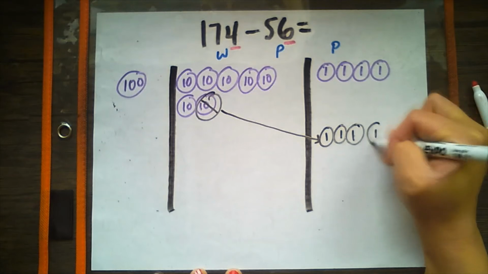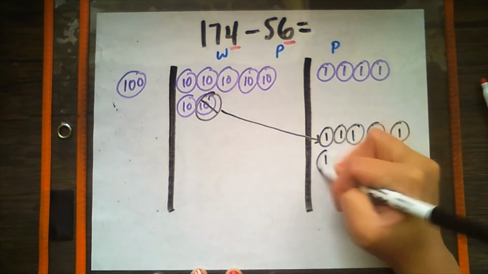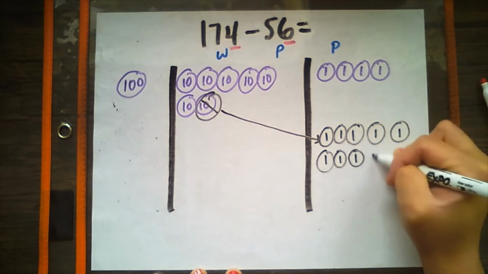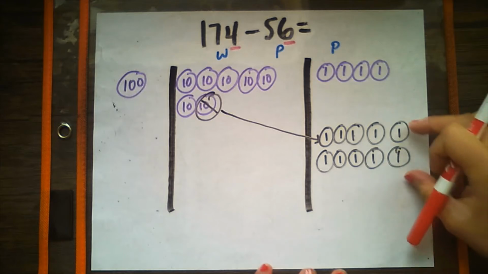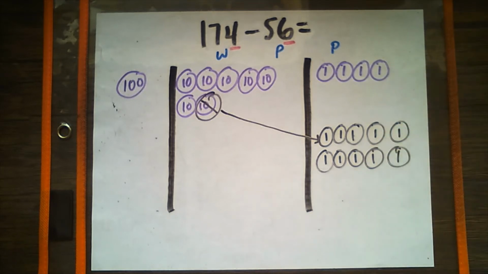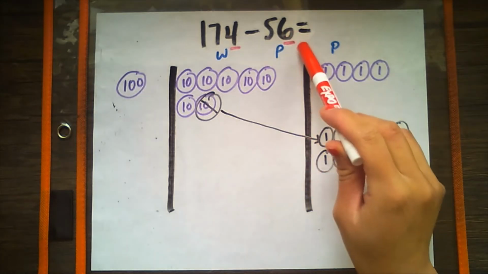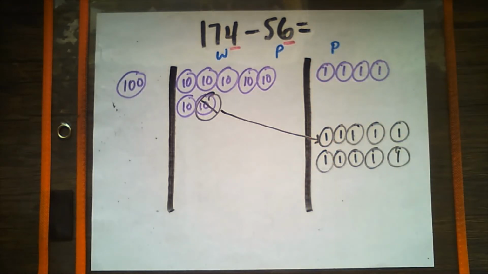And make sure you go ahead and set that up in 5 groups so it's super easy to see. Just like I did. How many ones do we have now? Great, we have 14 ones because that's 10 and then that's 4. So we have 14 ones now. Can we subtract 6 ones from 14 ones?